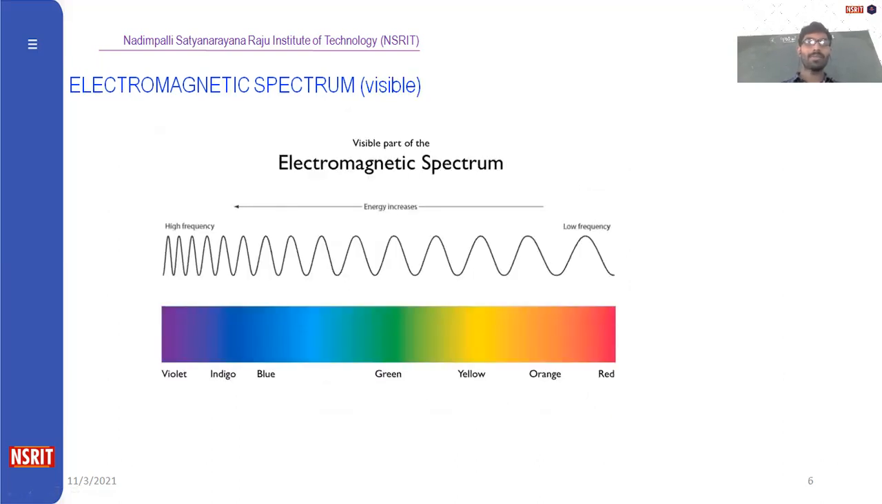Now let us separate that visible light spectrum. Here you can observe that on one side you see higher frequency and on the other side lower frequency. That means the wavelength will be high on this side and low on this side. Red light has a higher wavelength and lower frequency. Violet has a higher frequency and lower wavelength. These are the different lights we observe in the visible light spectrum. We also call this VIBGYOR: violet, indigo, blue, green, yellow, orange, and red.